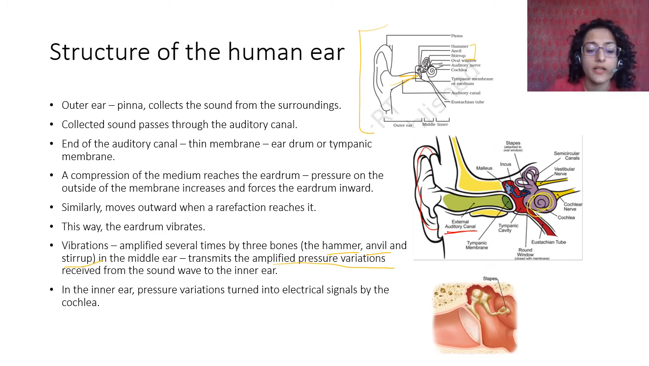And here the pressure variations are turned into electrical signals, and from the cochlear nerve or the auditory nerve, this goes to the brain. Okay, it is given here for you, cochlea and auditory nerve. So this cochlear nerve takes the electrical signals to the brain and the brain interprets it as auditory signals. This is the middle ear. I've tried to magnify this. This is the malleus, that is hammer, incus, that is anvil, and stapes, that is stirrup. So these are the three bones that are found in your middle ear.